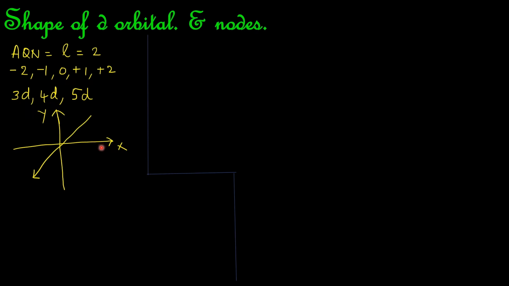But for d orbital, there are 3 coordinates but 5 orientations. So it is a bit complex. So in order to understand it better, what is done is, any two of these coordinates are considered at a time. Either x and y, or x and z, or y and z. And the orientation and shape of the orbital with reference to those two considered coordinates is discussed.